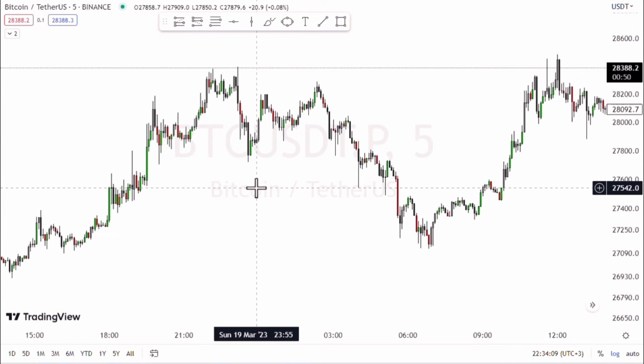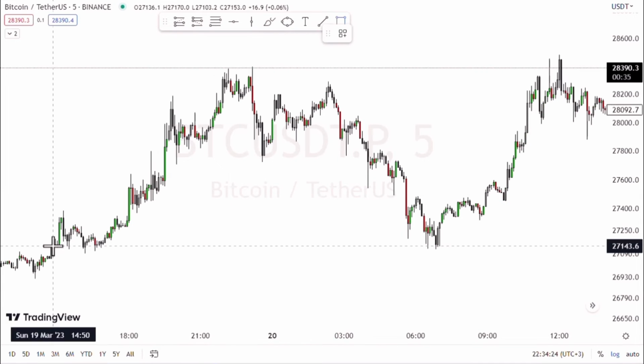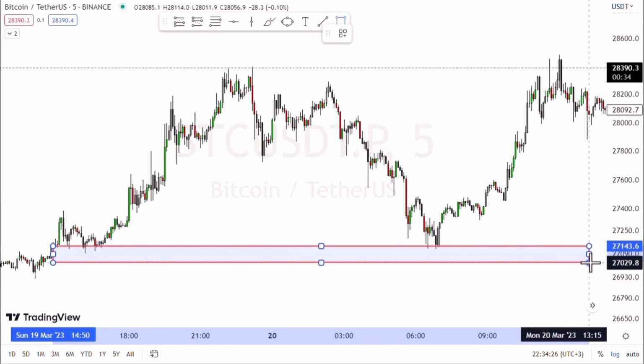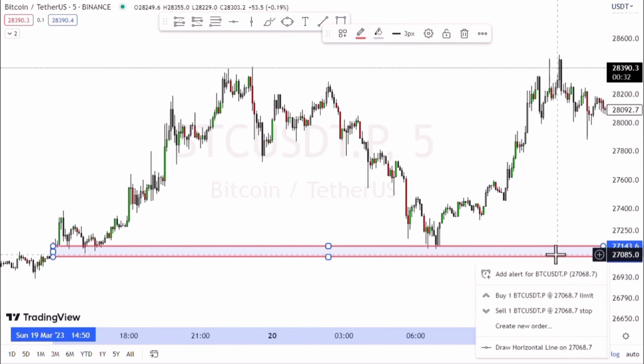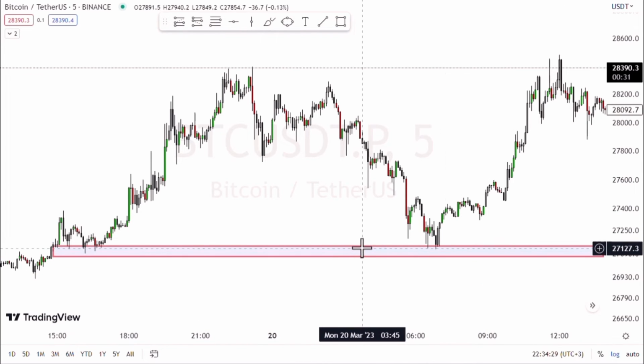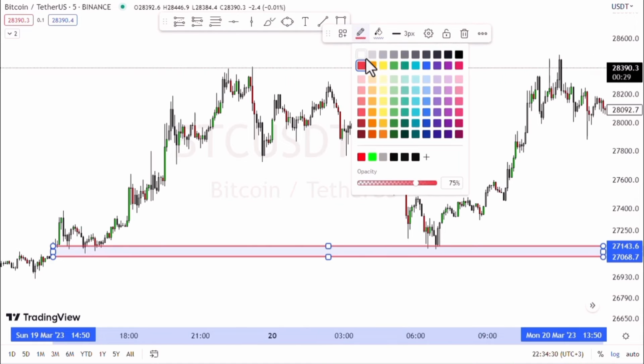Let's take a look at another example. Let's first draw our support and resistance level here. Okay, so we have a new level here. We see that there have been a couple of strikes of the price down here, but it couldn't break it. So this is our support level. Let me change the color to green.